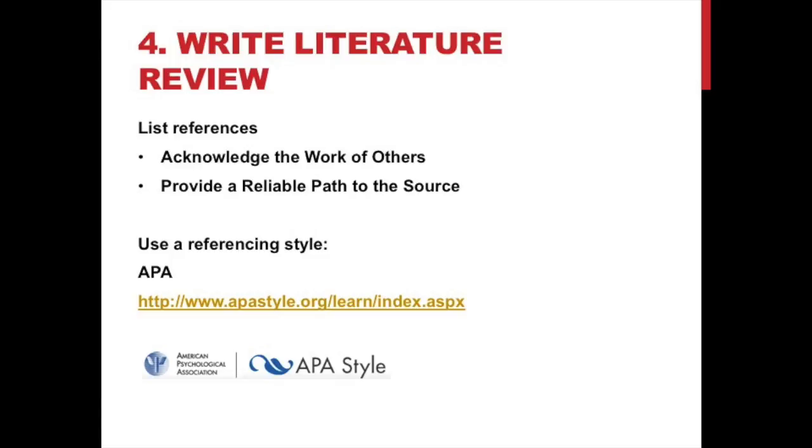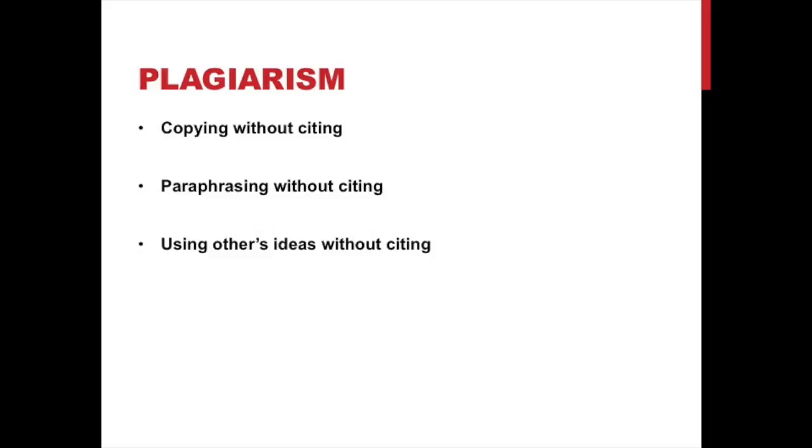And we use here at school the APA referencing style, and to find more information on this style you can go, for example, to this link or search for APA style in Google. You do this to avoid plagiarism. Plagiarism is copying without citing, paraphrasing without citing, or using other people's ideas without citing. So always make citations within your text, and in the end make a nice reference list of all the sources that you used to write your research article.